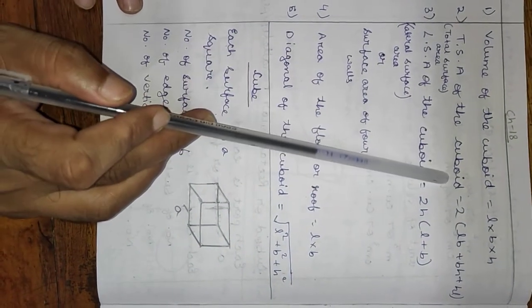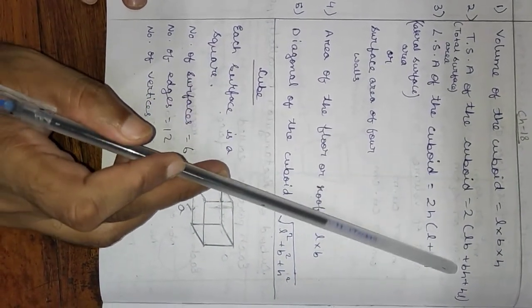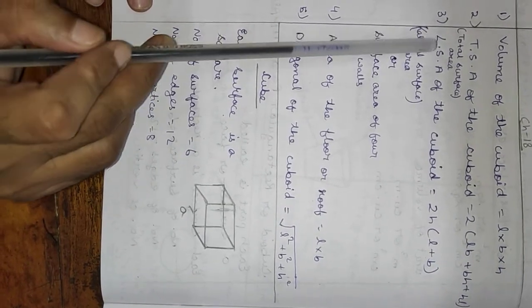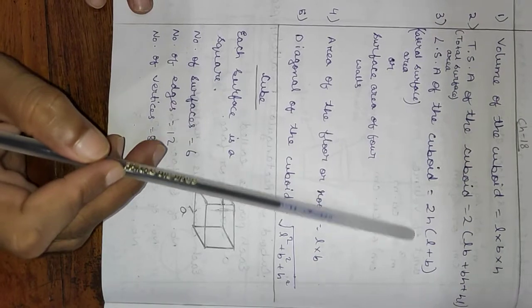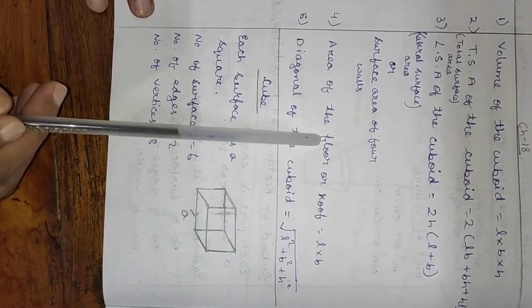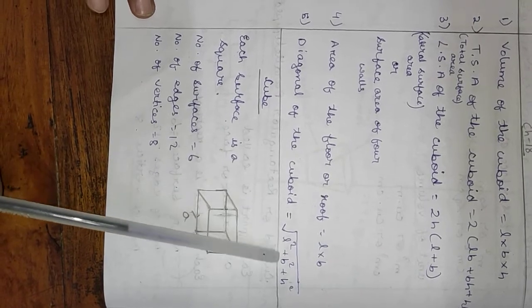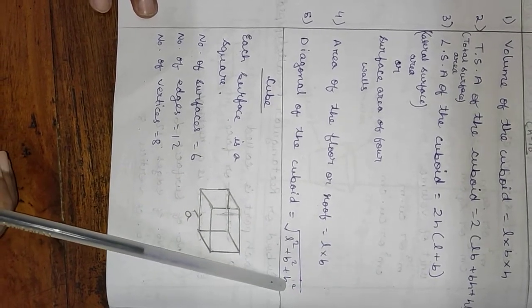TSA of the cuboid, that is total surface area: 2 into (LB plus BH plus HL). LSA, that is lateral surface area or surface area of 4 walls: formula 2H into (L plus B). Area of the floor or roof: L into B. Diagonal of the cuboid: square root of L square plus B square plus H square.